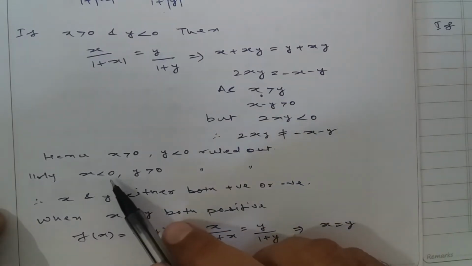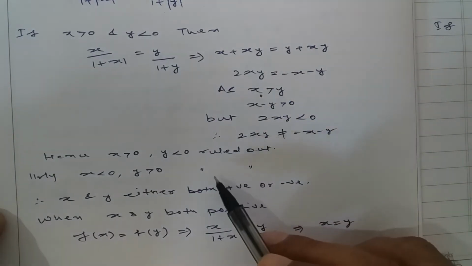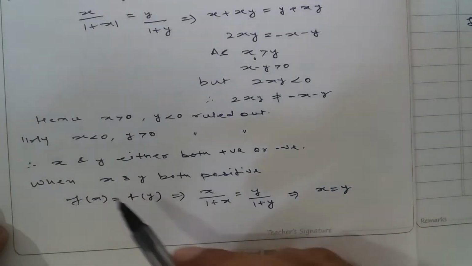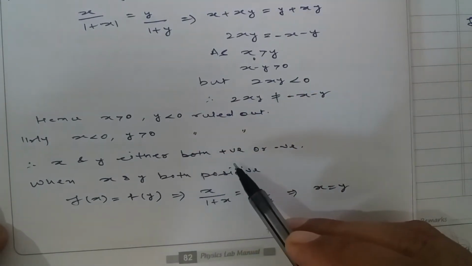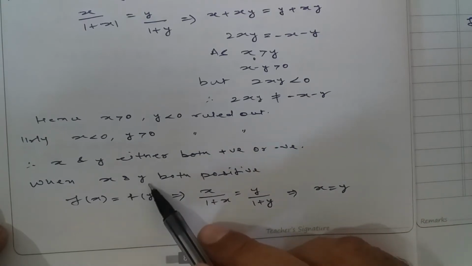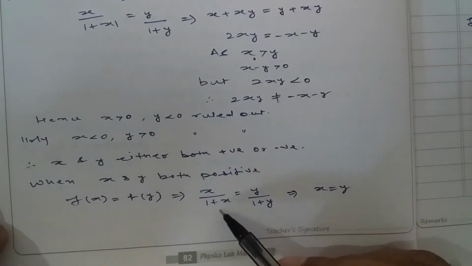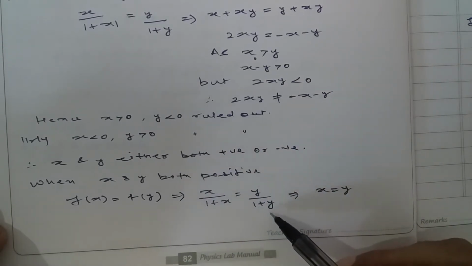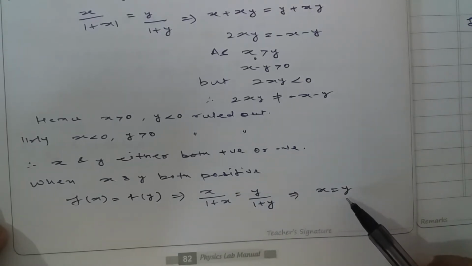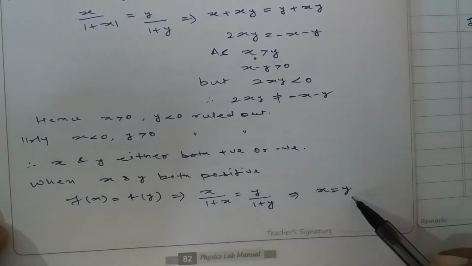Similarly, if you take x negative and y positive, the same situation arises. So this case is also ruled out. Now, which two cases are left? x and y either both positive or both negative. First case, when x and y both are positive, then f(x) is equal to f(y), x upon 1 plus x equals y upon 1 plus y. When you calculate this, it will come x is equal to y. So that is our one-one condition. If f(x) is equal to f(y), then x is equal to y, the function is one-one.